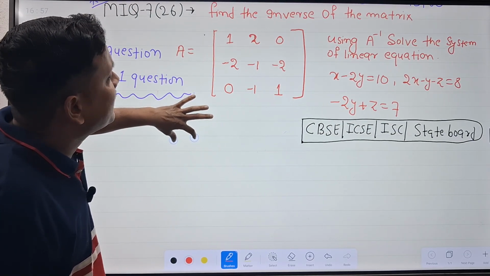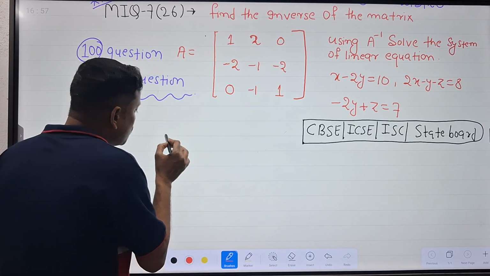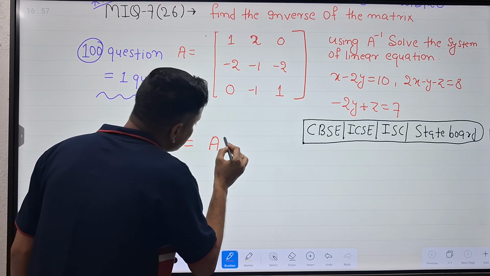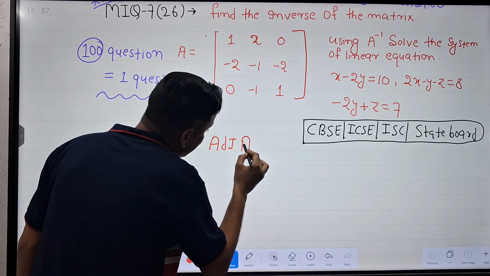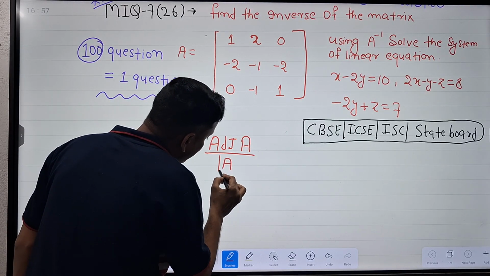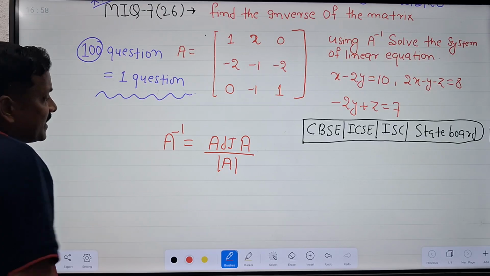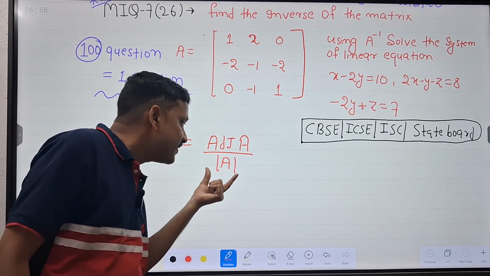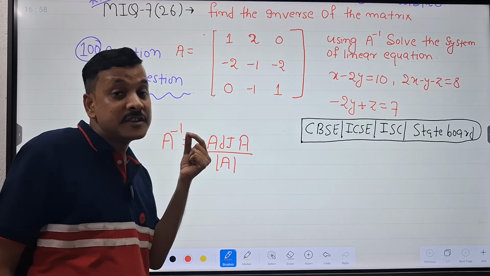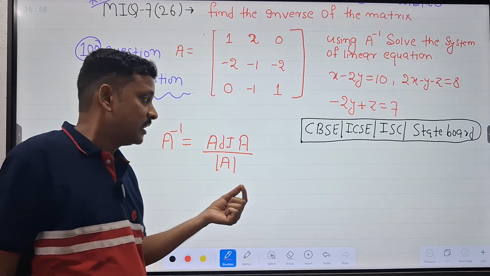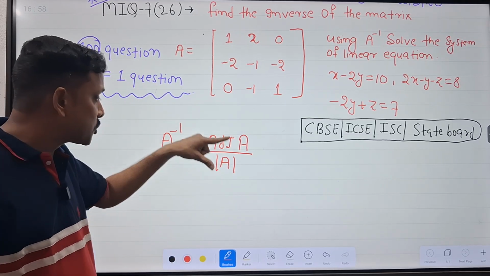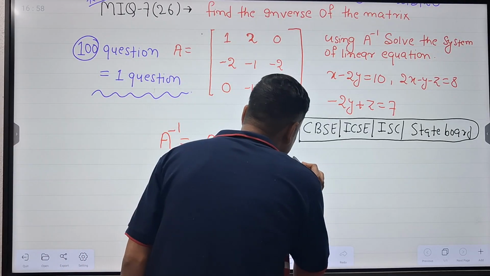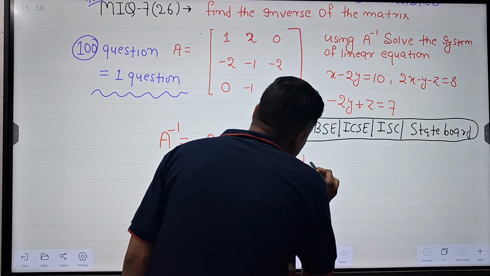So I have to find A inverse, and you know the formula: A inverse equals adjoint A by mod A. Mod A means the determinant of the matrix. So first of all, for finding A inverse, I have to check whether mod of A is 0 or not. If mod of A is 0, the inverse will not be defined. So I will have to check first. How will you find the determinant of A?